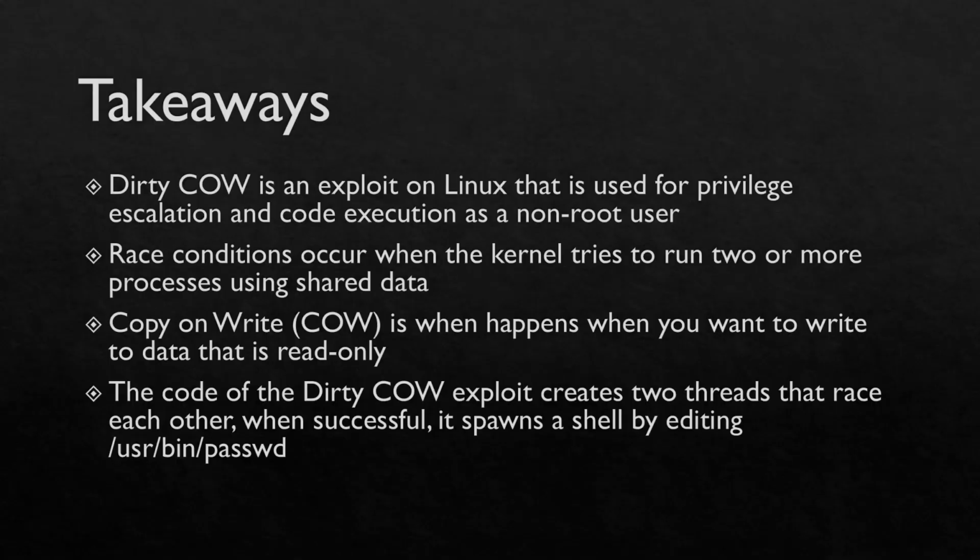Finally, some key takeaways from this video. I hope you guys learned about what Dirty Cow is, what race conditions are, what copy on write is, and how they work together to form the Dirty Cow exploit. And finally, I hope you guys learned about how the code of Dirty Cow actually works. So it basically creates 2 threads that race against each other, and when they're successful, when the code is successful, it spawns a shell with root permissions.